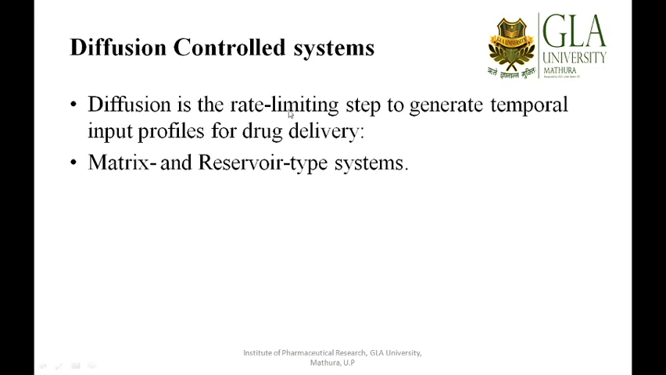So diffusion is the rate limiting step in this strategy, and we can generate temporal input profiles for drug delivery. These are further subclassified as the matrix type and the reservoir type systems. So the idea is to basically control the diffusion rate of the drug, means the drug is either entrapped into the matrix or it can be in a reservoir. So we are basically controlling the movement of the drug by the diffusion process itself.